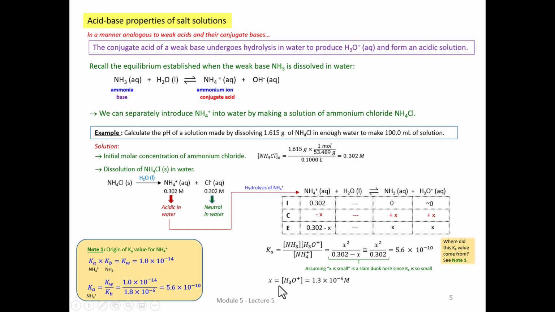When we do that and solve for X, we get a number that looks familiar, but this time this is the hydronium ion concentration, so the pH is 4.89. So a solution of the ammonium ion in water does produce an acidic solution because it undergoes hydrolysis with water to produce its conjugate base, here ammonia, but more importantly, hydronium ions. So we say ammonium ion, which is a conjugate acid of the weak base ammonia, does indeed undergo hydrolysis in water to form an acidic solution.